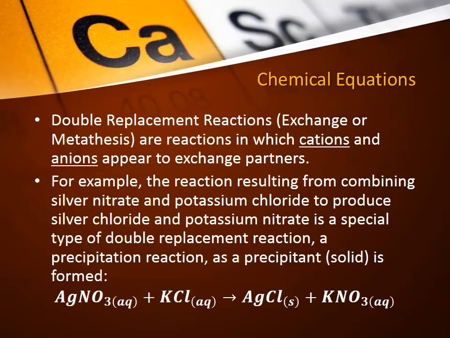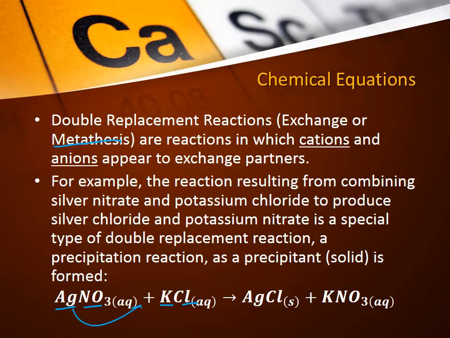Double replacement reactions are reactions in which cations and anions appear to kind of change partners. This is occasionally called exchange reactions, even less commonly metathesis. Sometimes it's double displacement. But generally you can tell this because you've got two ionic compounds, two binary ionic compounds specifically.